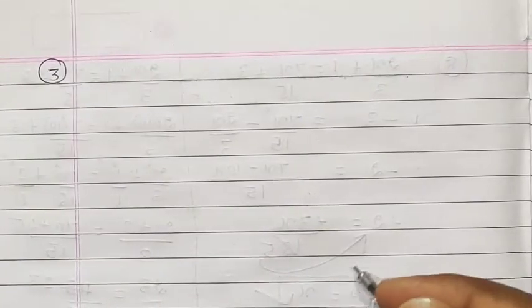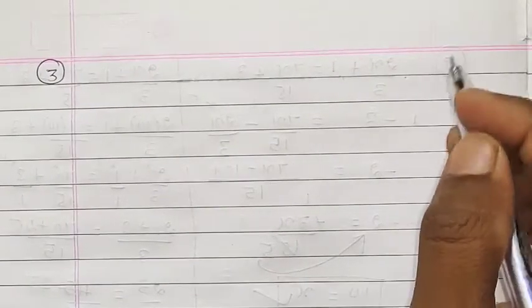For the understanding of this question, we will take a small 2-digit number. If I take a 2-digit number, example 34, 34 is a 2-digit number. How to write this 34?